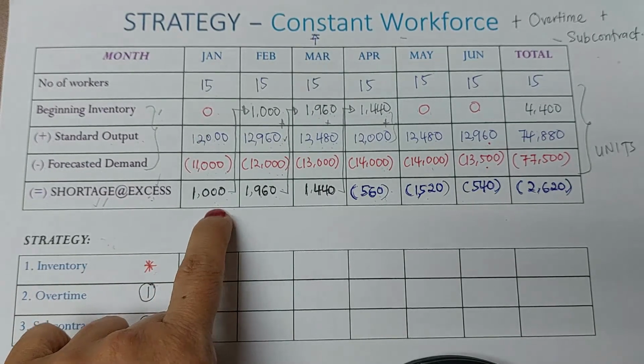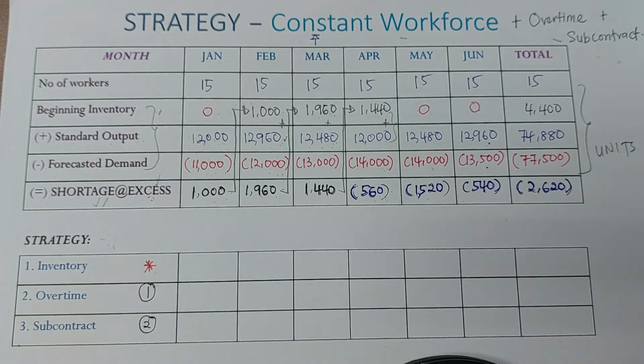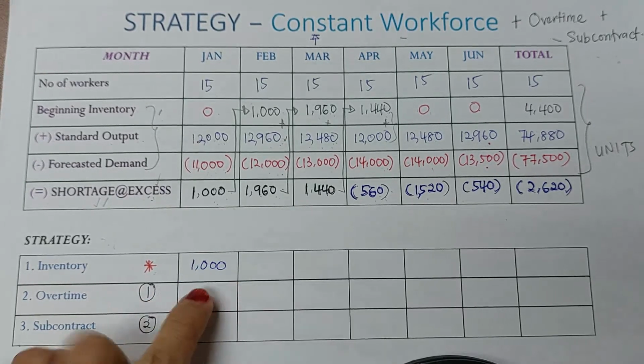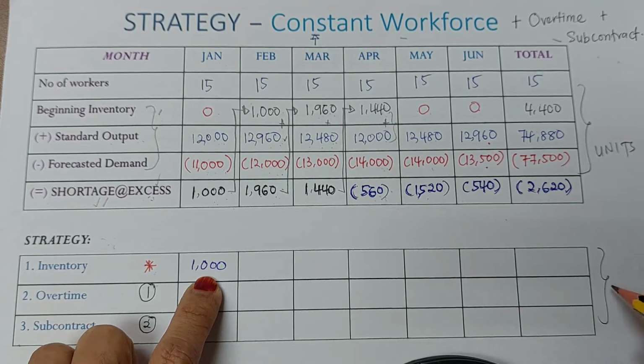Kita ada lebihan, so kita nak buat apa dengan lebihan yang sebanyak 1,000 tu? So kita akan jadikan dia sebagai stock. So the stock will go into inventory. So 1,000 will be written here. 1,000 units. So this part also is in units. Okay, part yang pertama tadi and second component, both are in units. So 1,000 will go to inventory.